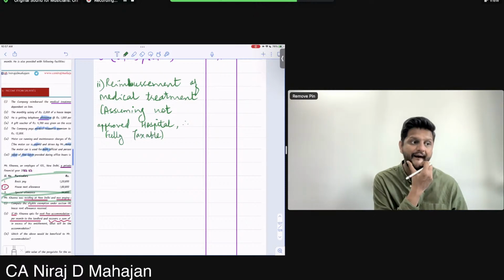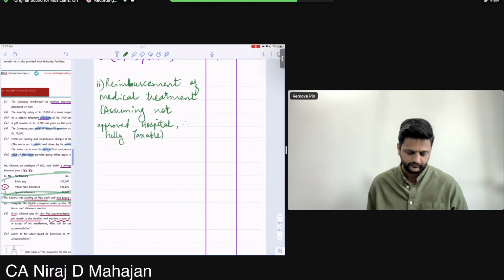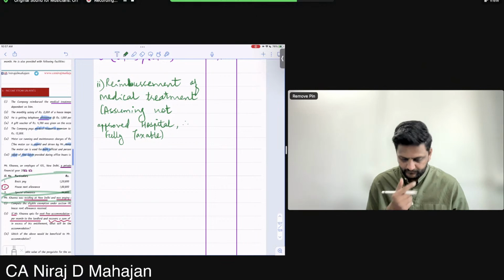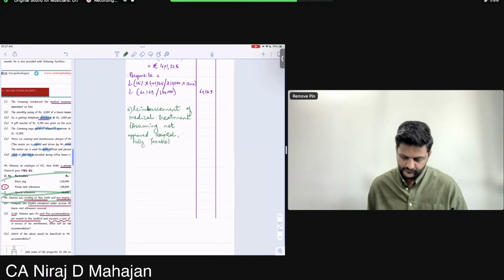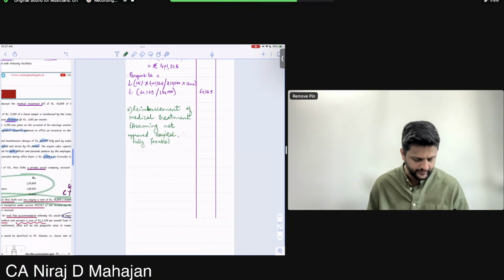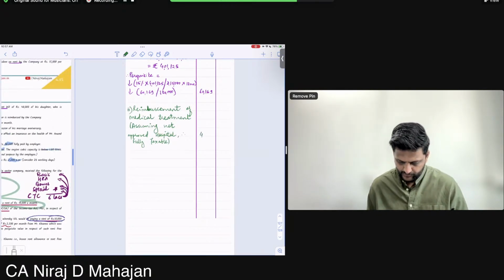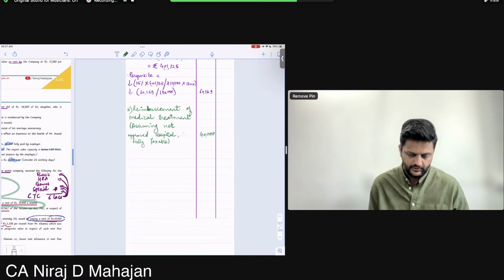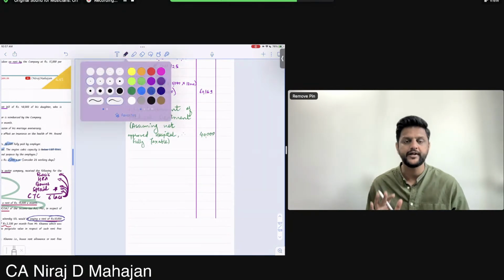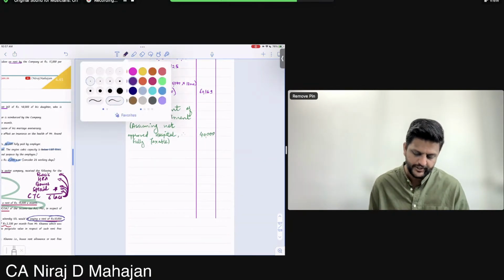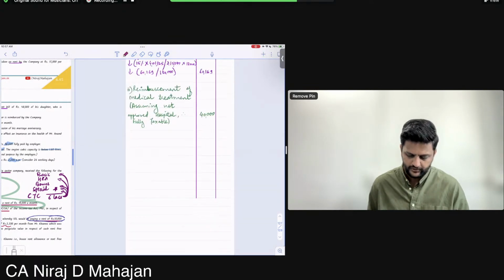Fine till here? So I'm making it fully taxable. So how much he spent? 40,000? Okay, I'm taking 40,000 here. We should give the same treatment, bacho. If it is not clear which hospital, then we should take it as unapproved hospital. Okay.